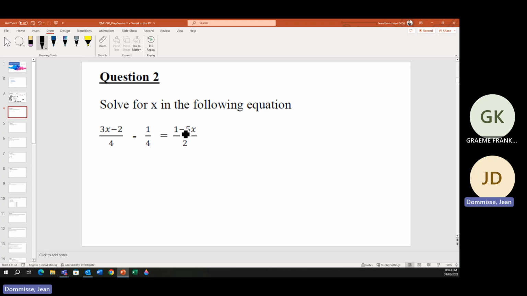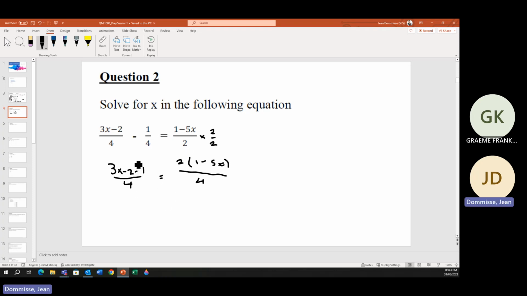So to do that, on this side I need to multiply the top and the bottom by 2. So that will give me 2 times 1 minus 5x over 4. And on the other side, I have 3x minus 2. You can actually add that one to it over 4.